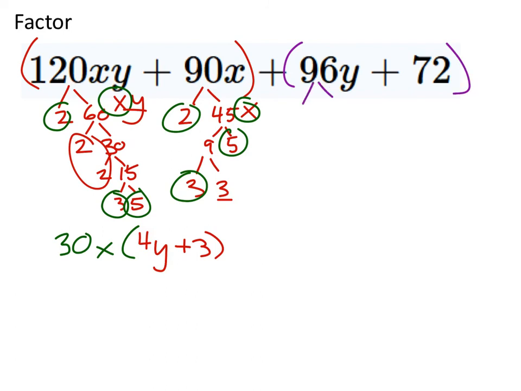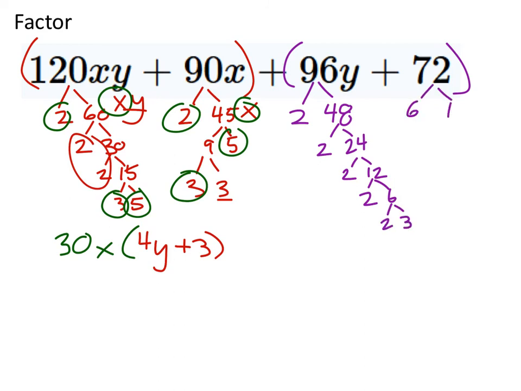96y, so 2 and 48, and 2 and 24, 2 and 12. I'm only using 2 because dividing by 2 is pretty easy, right? 2 and 6, 2 and 3, and then 72. Let's do this one a little different. Maybe some of you guys use 6 and 12. And then we got 2 and 3, 3 and 4, and 2 and 2.